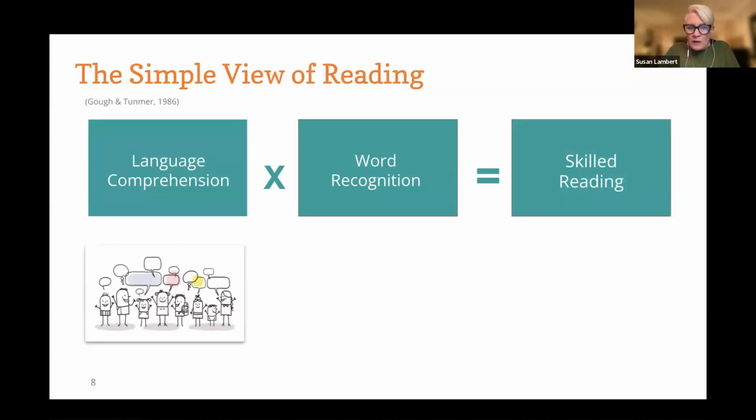So back to a little bit of the simple view of reading. Really quickly, language comprehension is the thing that we are born with. We are born to be communicators. And before, like I said, we're even born, we start to take that language in and start to hear that language. And that includes the sounds of the language, words in the language, meaning of the language.